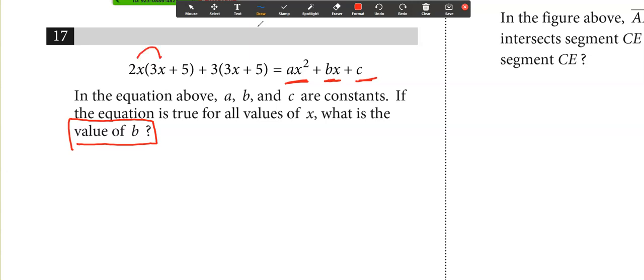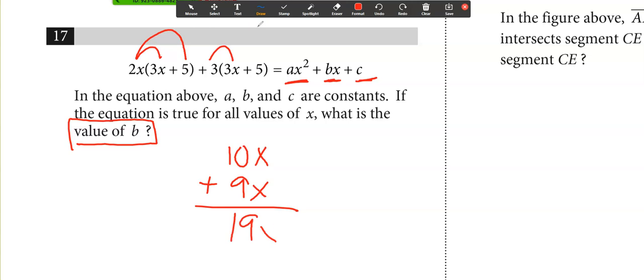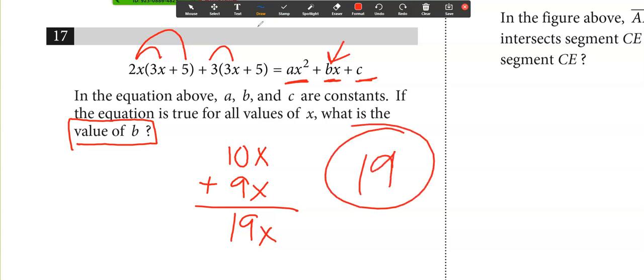So if I multiply 2x times 3x, that gives me 6x squared, so I don't care about that. But I do care about 2x times 5x because that's 10x. And when I multiply 3 times 3x, I get 9x. So when I add those together, what do I get? Well, hopefully you say 19x. So what's the answer for b? Remember, b is the coefficient of the linear term. B is just 19. 19 is the correct answer.